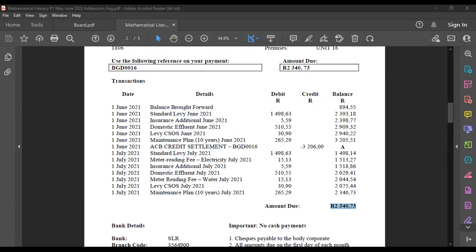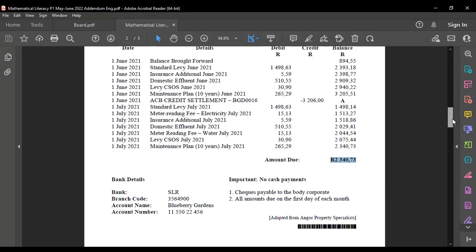All right, let's go to the next question. Write down the possible payment option Rango Property Specialist will accept. So let's go to their annexure there. When you check very well, they say here, important, no cash payment. So that simply means no one can pay by cash. So the only option they have here is cheques payable to the body corporate. That is it. So the method that they can use is through cheques. All right.